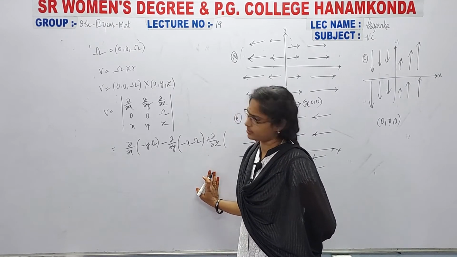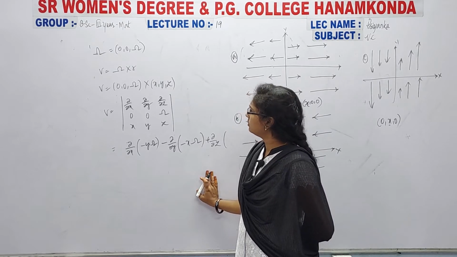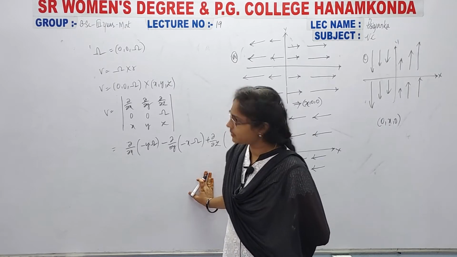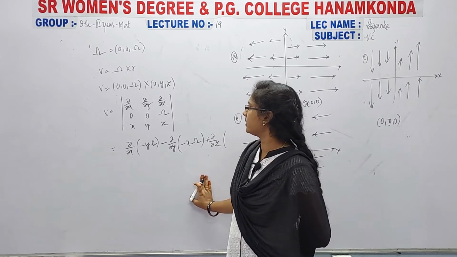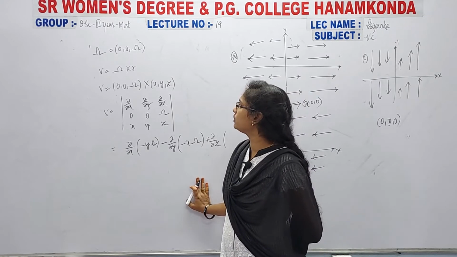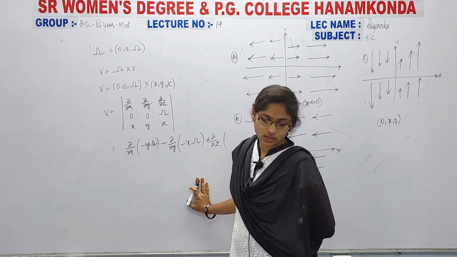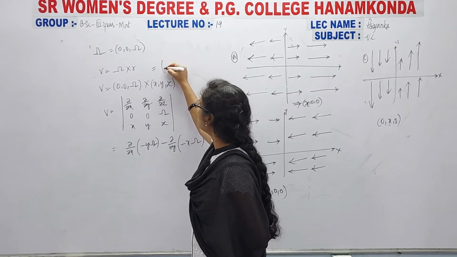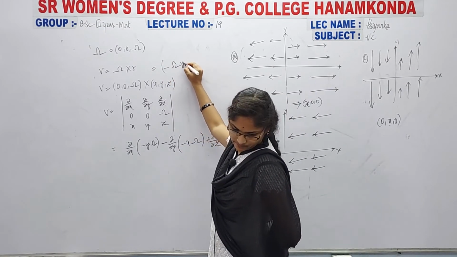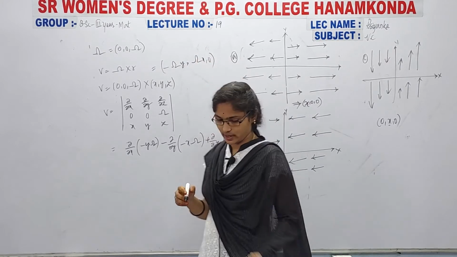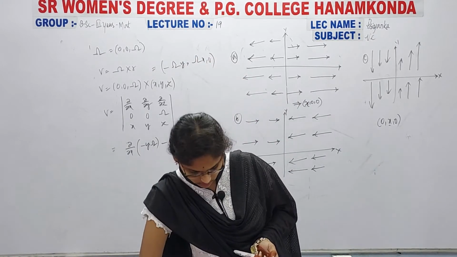But here we are getting another value. Now here, when we are taking the cross product, they directly gave that the value of v is equal to omega cross r, which is equal to minus omega y comma omega x comma 0. They gave this value, no need to calculate.